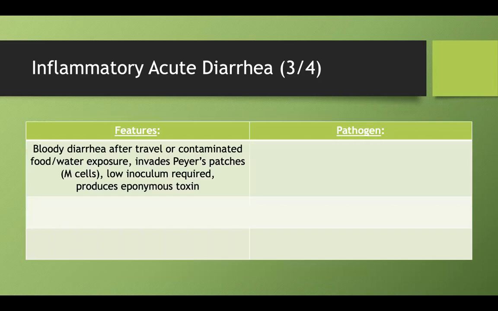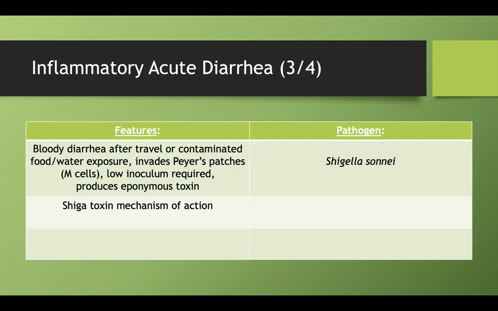What if you find somebody who has bloody diarrhea after travel or after some sort of contaminated food or water exposure? This, similar to Salmonella, will invade your Peyer's patches, so those M cells. But in contrast, you're going to require a very low inoculum. So this thing is very infectious and it produces an eponymous toxin. The toxin has the same name as the disease itself. So this is your Shigella. This is shigellosis, or Shigella sonnei. And so it has a Shiga toxin.